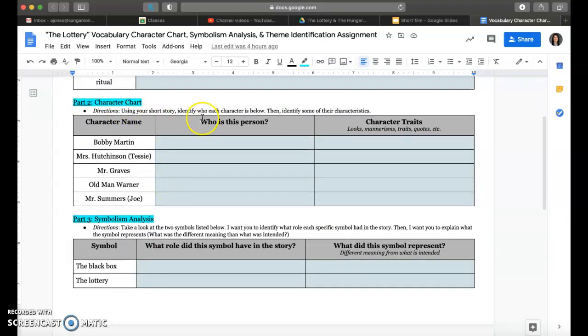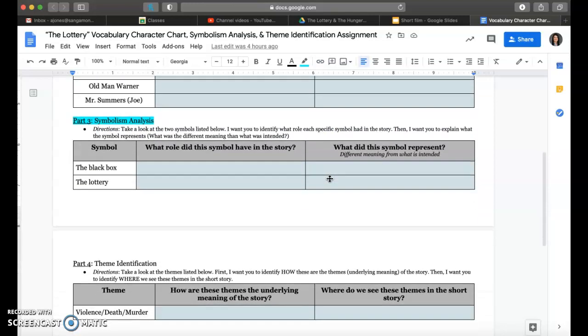Next, using your short story, identify who each character is below, then identify some of their characteristics. So you're identifying Bobby Martin, Tessie Hutchins, Mr. Graves, Old Man Warner, and Mr. Summers. You're identifying who the person is and some of their character traits. So who is this person in the story? And some of their character traits like looks, mannerism, traits, quotes, etc.